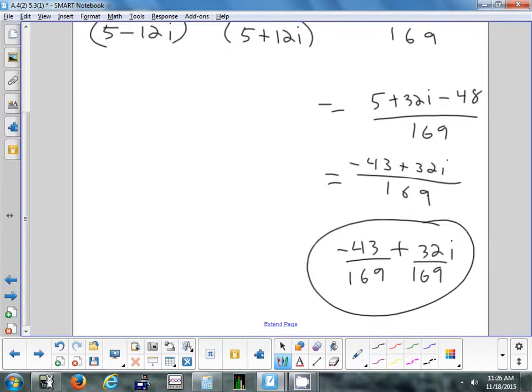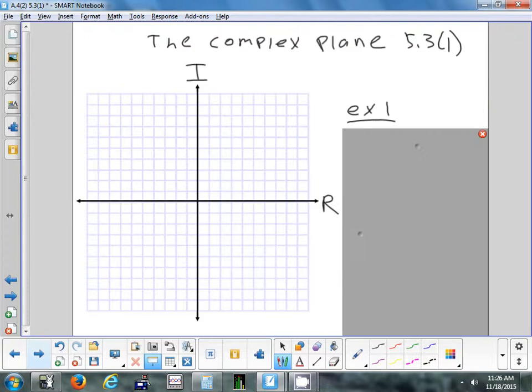Okay. That's it. So that's multiplying and dividing complex numbers. Okay. So any questions on A.4? Okay, so on the test you'll see one of each. Okay, you'll have one add, one subtract, one multiply, one divide. Okay, for complex numbers.